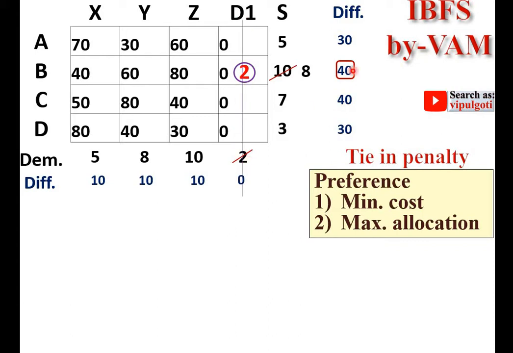Now once again repeat the step. That means you have to find the difference for the remaining rows and columns. Select the greatest penalty. So here it is 30, and your corresponding minimum cost is 30. So I should allocate over here, and that is the minimum value from the corresponding supply and demand. So here it is 5. Modify the supply and demand. So here no supply is there, and so it will be cancelled.